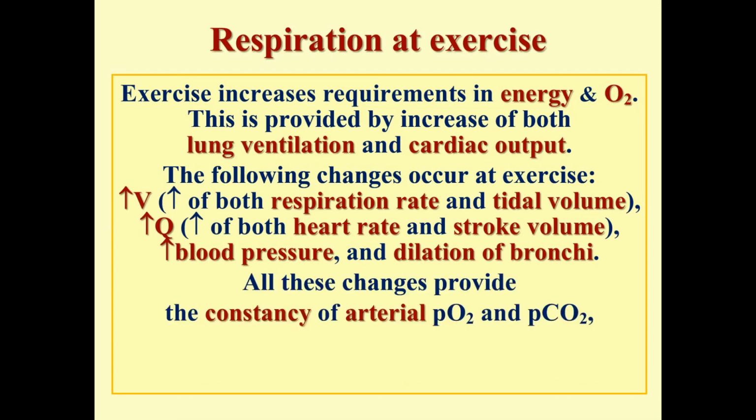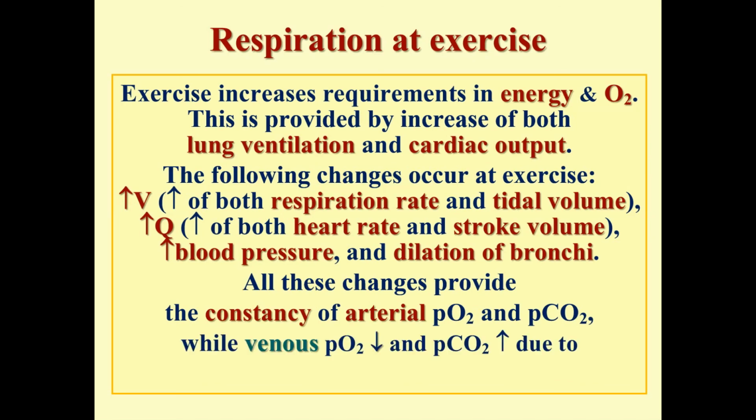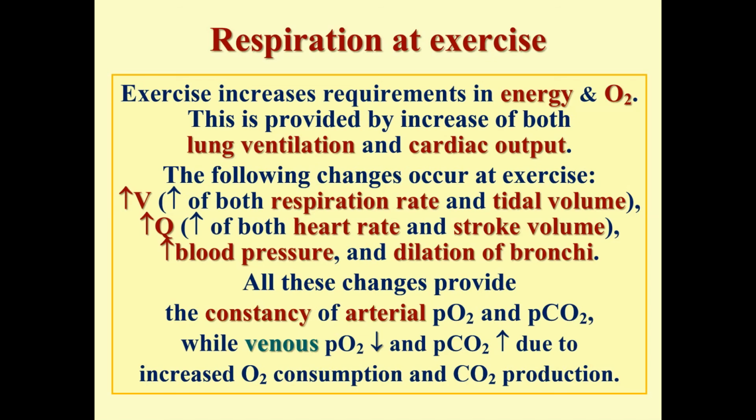All these changes provide, finally, the constancy of the arterial PO2 and PCO2, with PO2 the main one that remains unchanged in most cases. Venous oxygen level and CO2 level can be changed. Venous PO2 decreases because of great consumption of oxygen, and CO2 increases because production of CO2 is elevated.